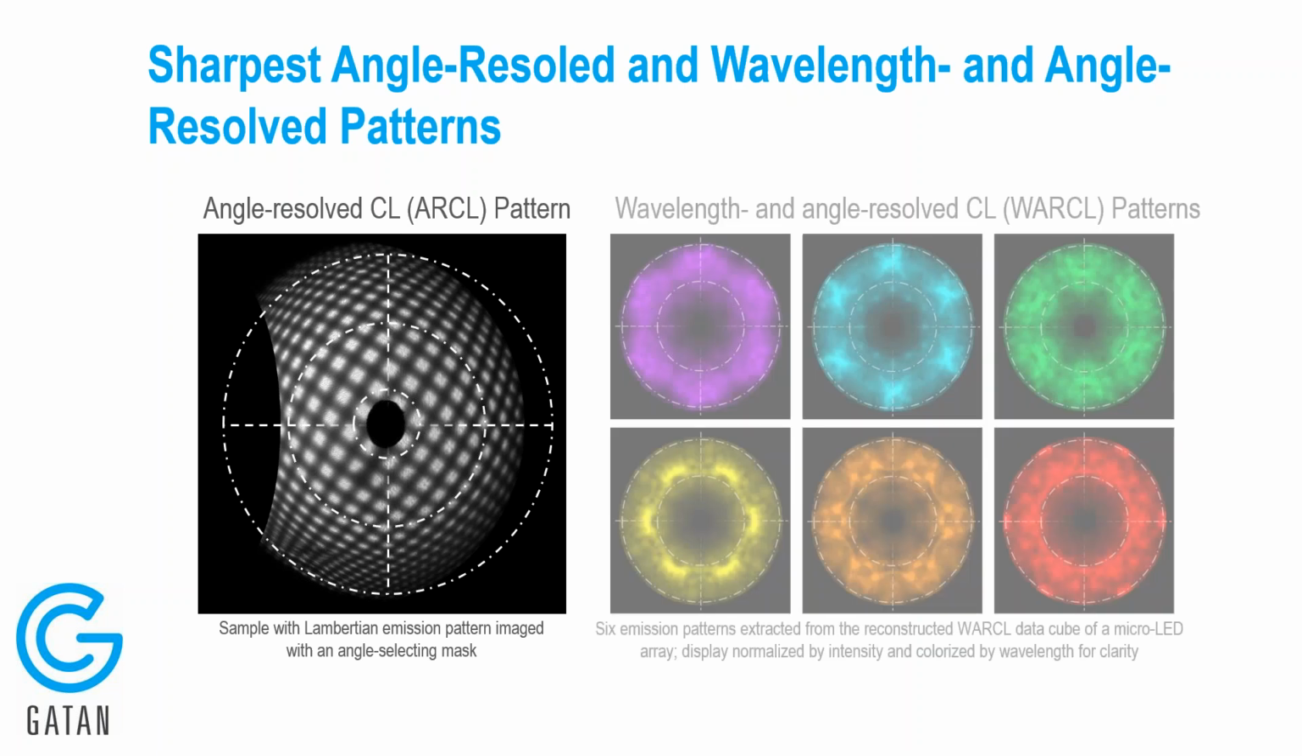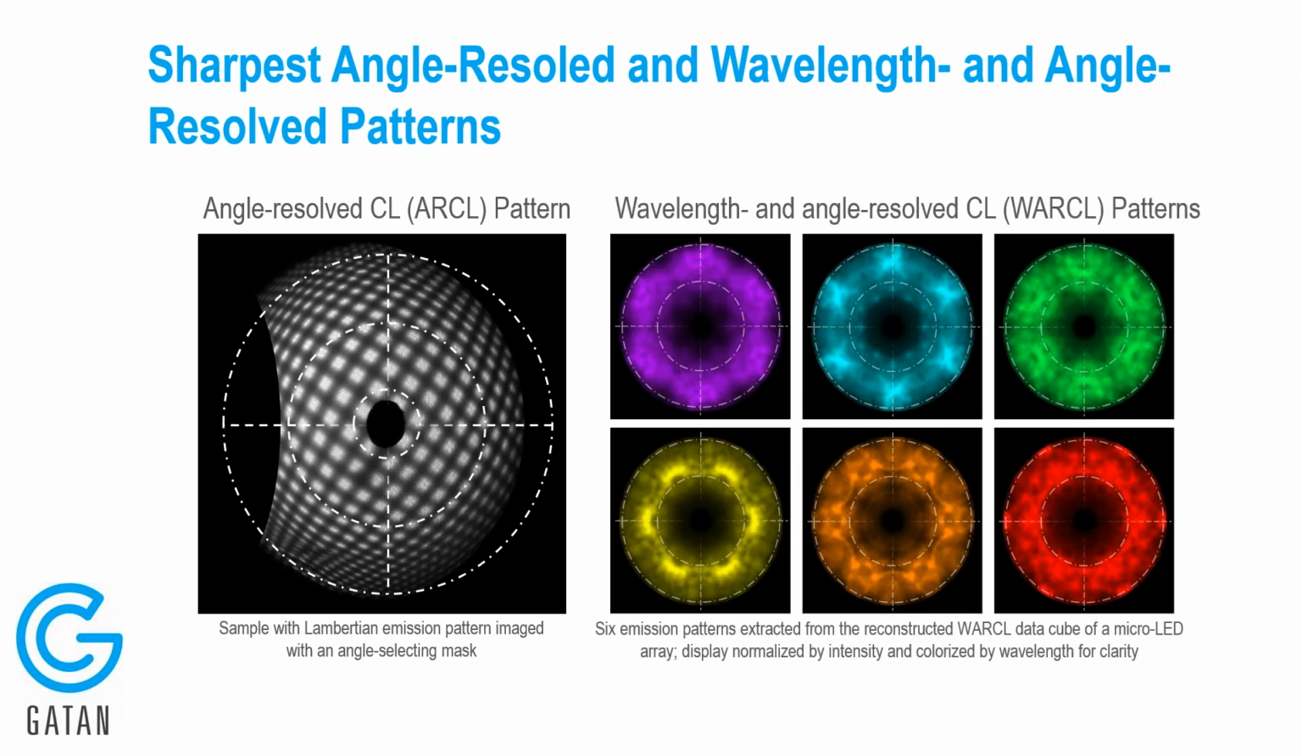The other thing that the Monarch system does is allow you to analyze the emission patterns spectroscopically, a technique called wavelength and angle-resolved CL.